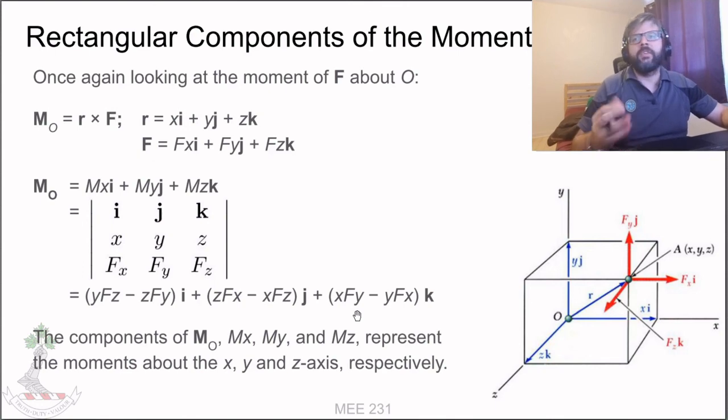So what do those things represent? Well, the individual components of your moment describe the tendency for that moment to cause rotation about these axes. So whatever portion ends up with your i here, that describes the tendency for this applied force to cause rotation about the x-axis, and so on and so forth.